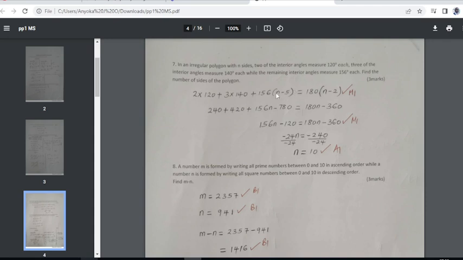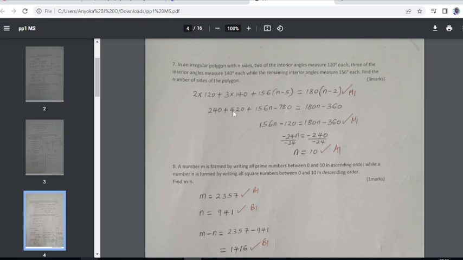And each of them will be 156. So 156 into brackets n minus 5 will be equal to 180 into bracket n minus 2. That is the sum of interior angles. Others can say 90 into bracket 2n minus 4, but that one is in a simplified kind of form.